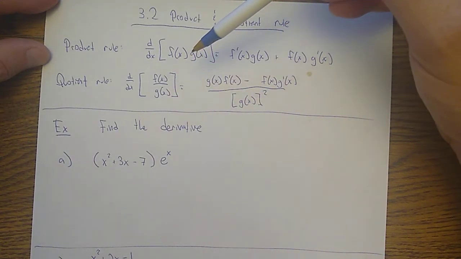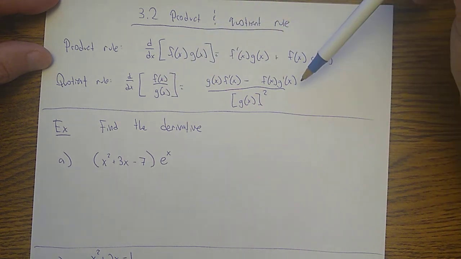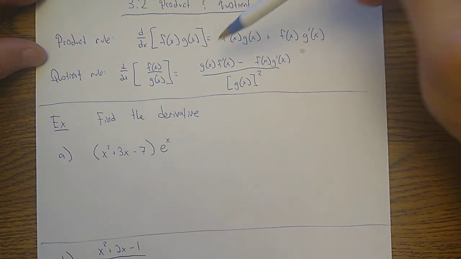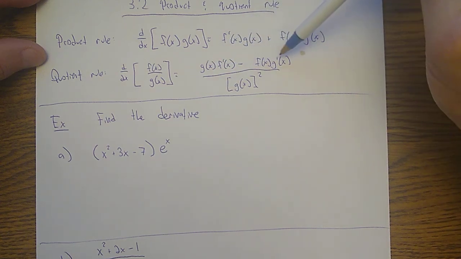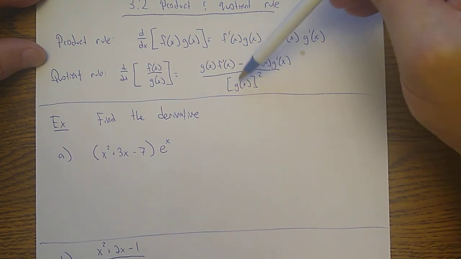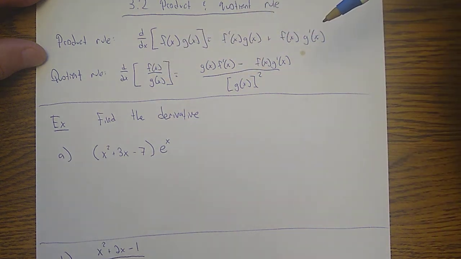The quotient rule is a little bit harder to remember. It's the bottom times the derivative of the top minus the top times the derivative of the bottom, and then it's divided by the bottom squared.